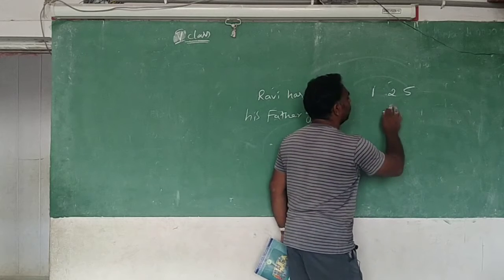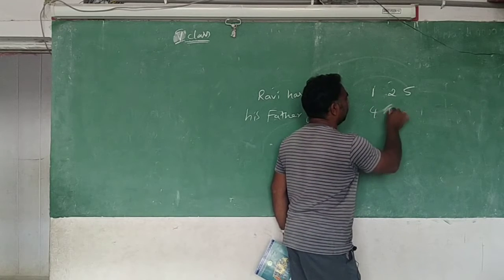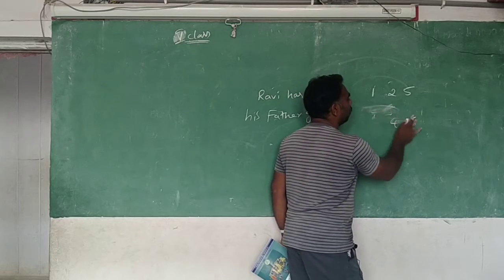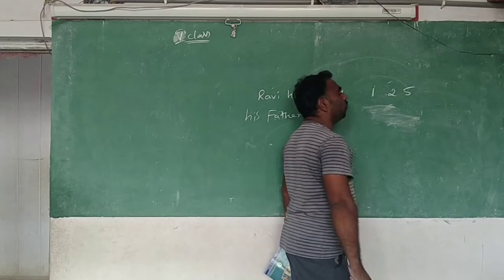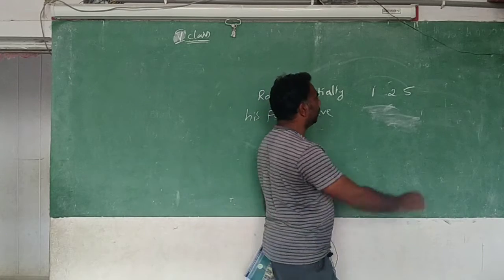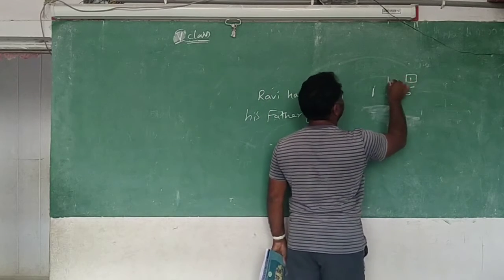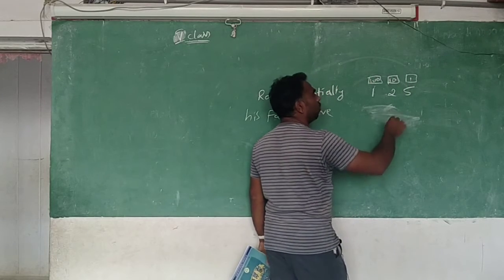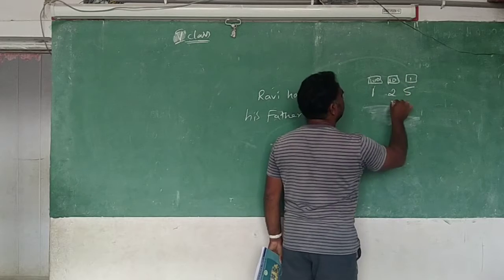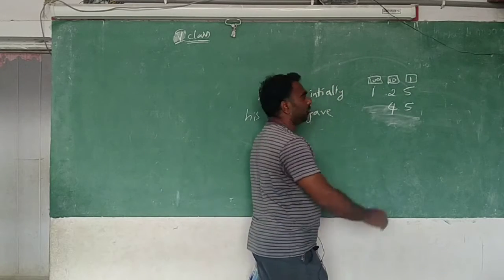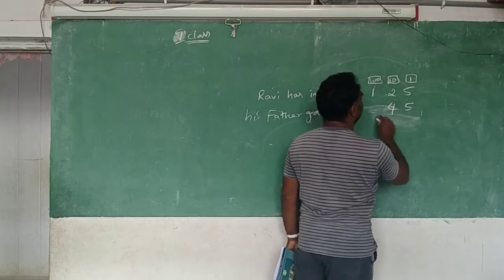How many rupees is it? 45 rupees. So here how do you write 45? Like this or like this? Yes, it is wrong. We have to write like this because 45 means 4 tens and 5 ones. This is ones place, this is tens place, this is hundreds place. So 4 must come under tens, 5 must come under ones. So 4 tens, 5 ones.